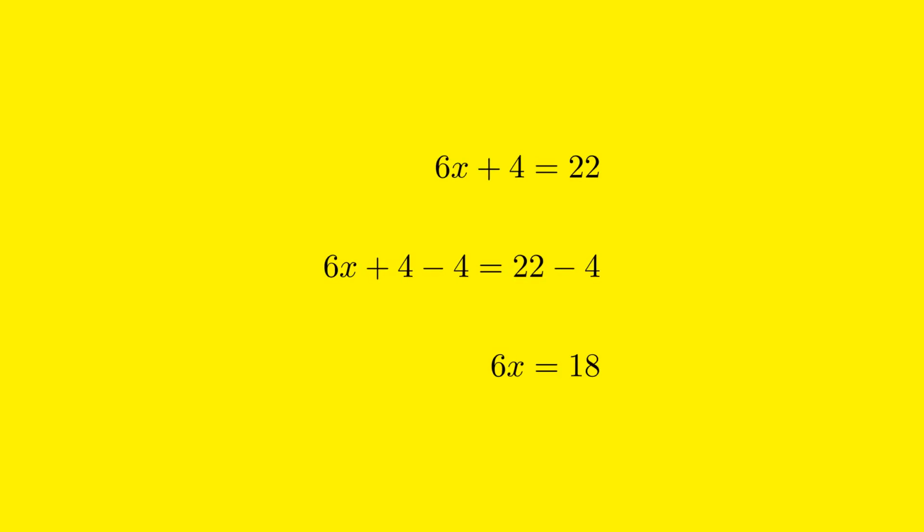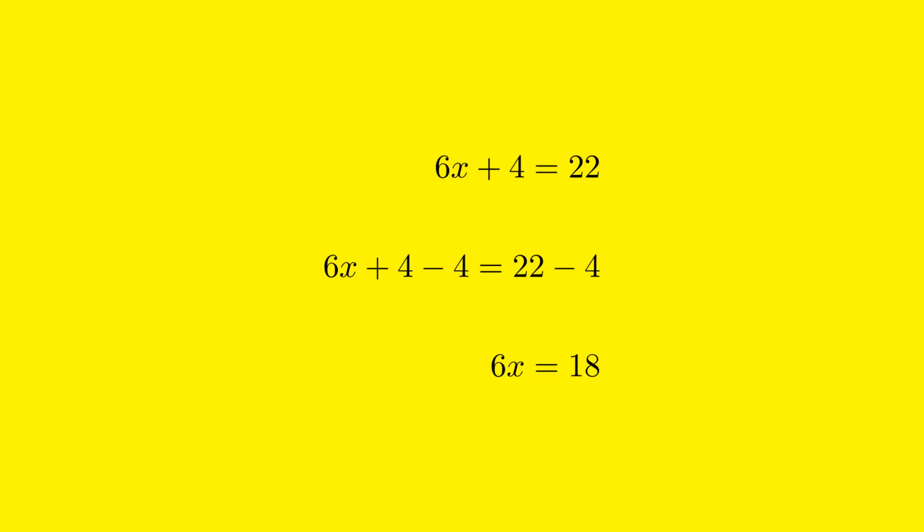To solve for the variable x in the equation 6x plus 4 equals 22, the first step is to isolate the term that contains the variable. In this case, that means we need to get rid of the plus 4 on the left-hand side of the equation. To do this, we perform the inverse operation of addition, which is subtraction. We subtract 4 from both sides of the equation to keep it balanced.